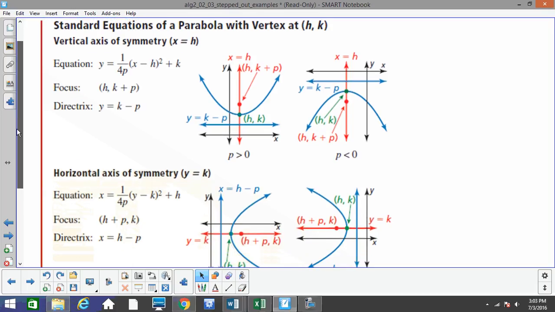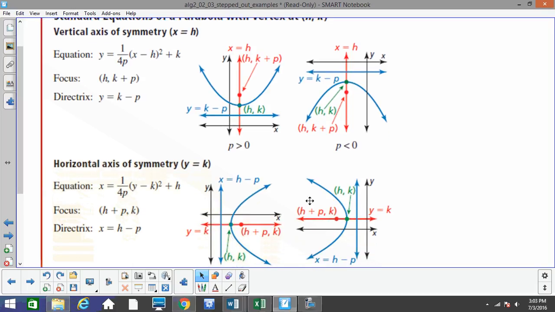For the horizontal axis of symmetry, where it opens either right or left, (h plus p, k) is your focus. Directrix is going to be x equals h minus p. Again, I would probably have to pause and write this down.